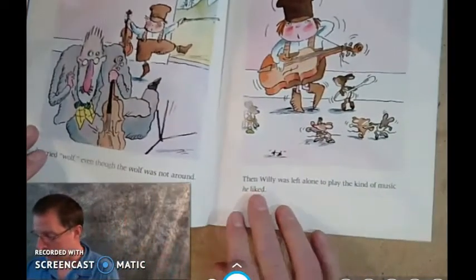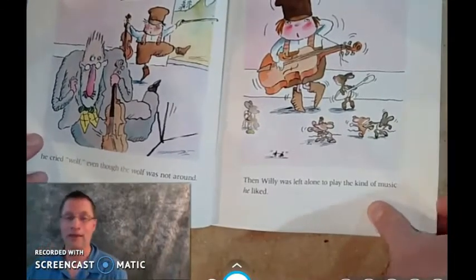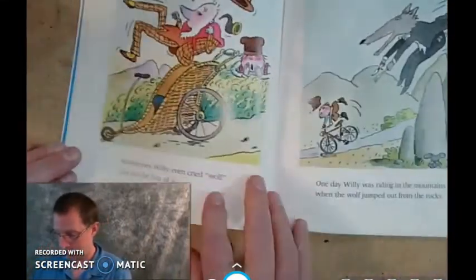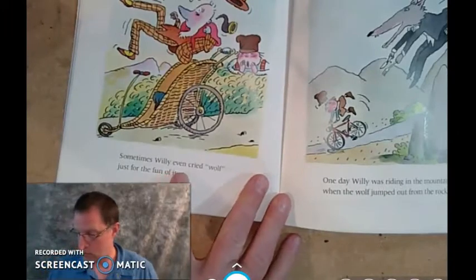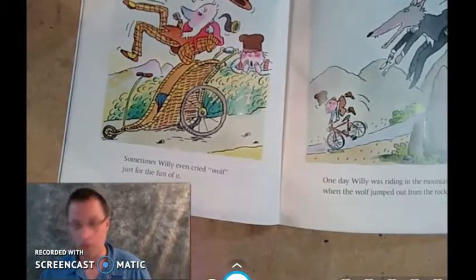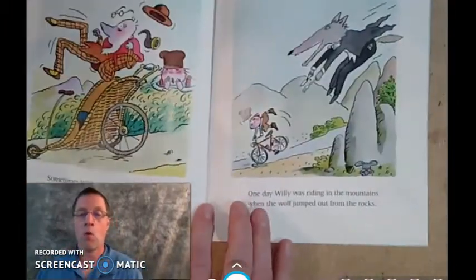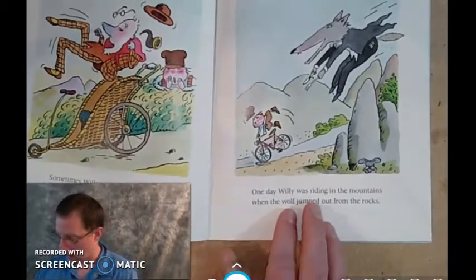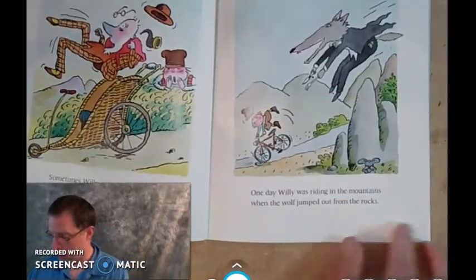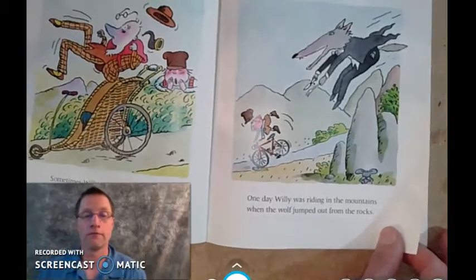When Willie was left alone to play the kind of music he liked, sometimes Willie even cried wolf just for the fun of it. One day, Willie was riding in the mountains when the wolf jumped out from the rocks.